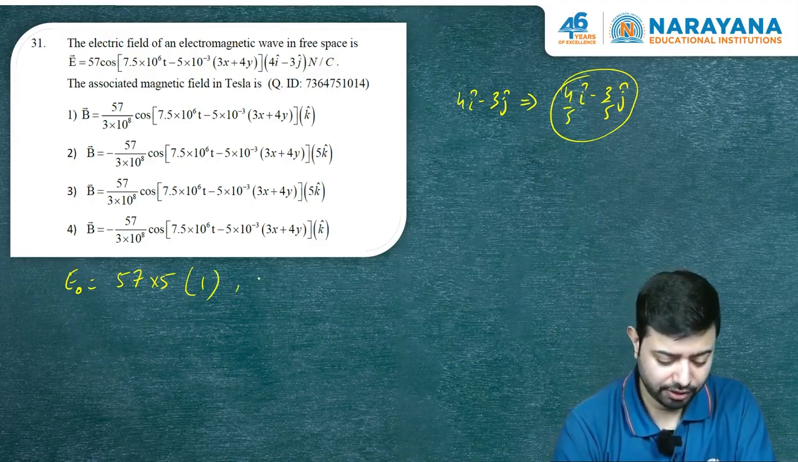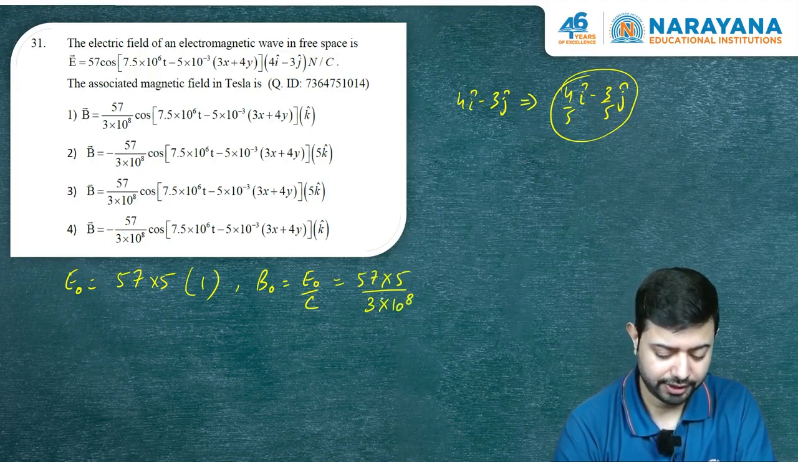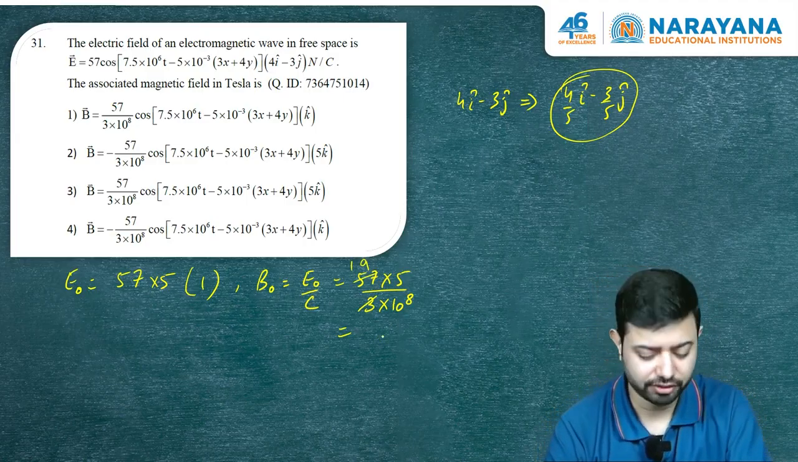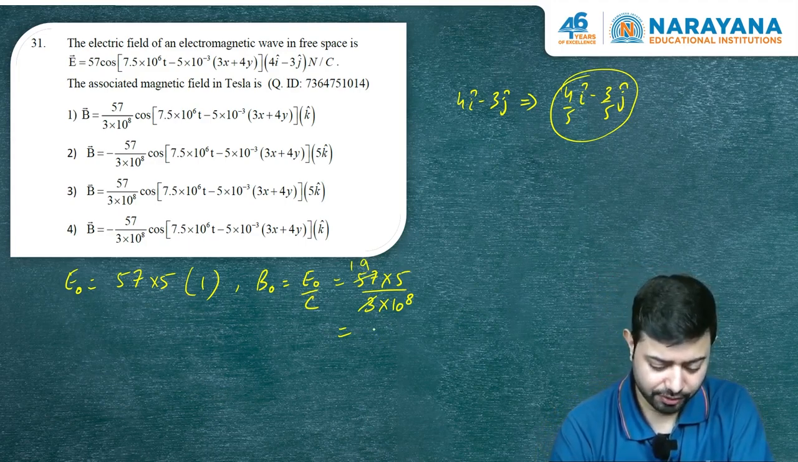So how to find B naught over here? B naught will be E naught by C, which is nothing but 57 into 5 divided by 3 into 10 to the power 8. And what is this number now? 3 ones are 3, 3 nines are 27, 9. Or you can keep it in this format, because in the options the format of B naught is around this only, 57 by 10 to the power 8. So no need to go by that. Just keep it like this, 57 by 3 into 10 to the power 8 multiplied by 5.